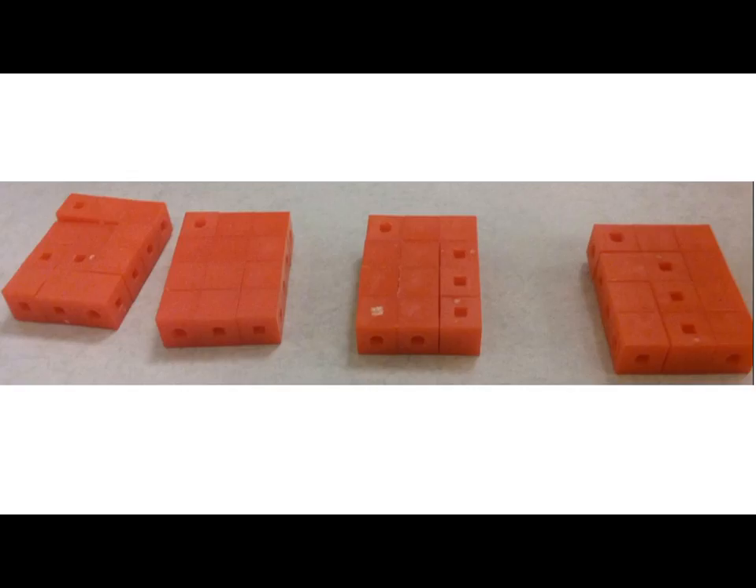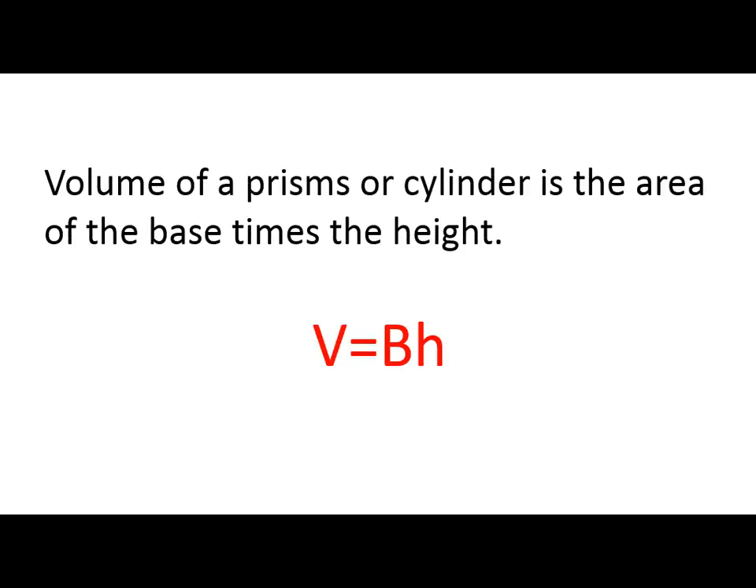48. You guys knew the base was 12. The area of the base was 12. How did you come up with the 48? 12 times 4, because there were 4 bases. So now, for the volume of a prism and cylinder, we're going to say the volume of a prism or a cylinder is the area of the base times height. That's what you guys did. The area of the base times the height.